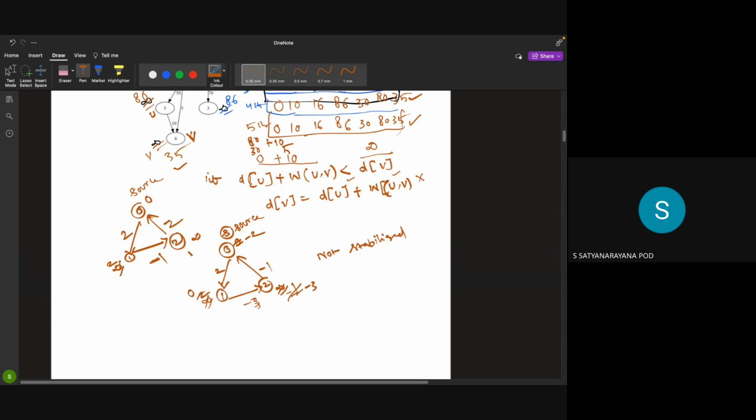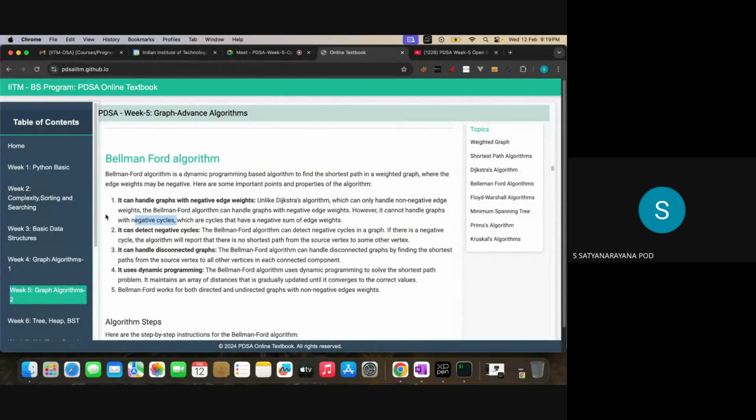We don't go back from 2 to 0, because if you try to go, it's already 1, 1 plus 2 is 3, is it less than 0? No. So it doesn't go. So Bellman Ford works with negative weights, but it doesn't work with negative cycles. That's an important thing, because generally in the quiz examination they'll ask which of the statements are right or wrong in terms of Dijkstra's and Bellman Ford. Then you need to find it out.